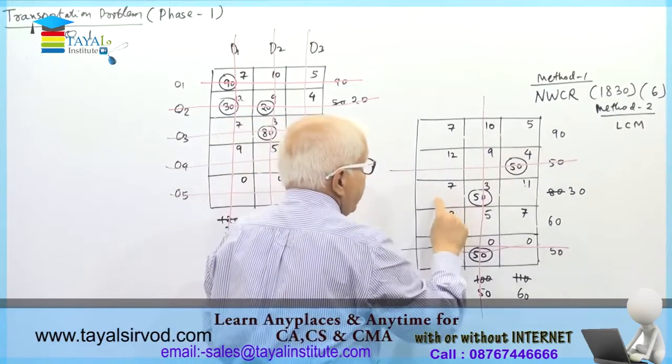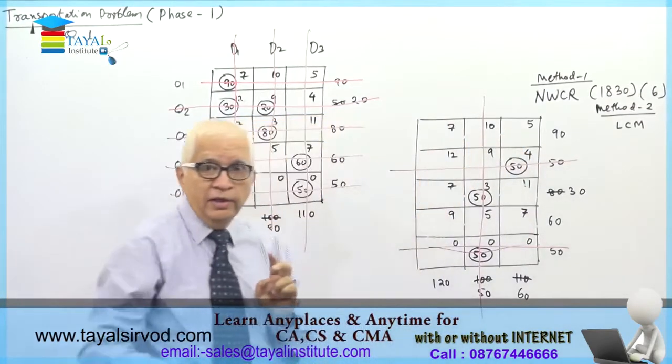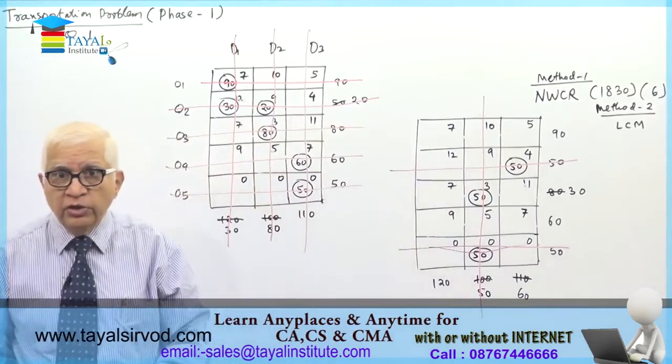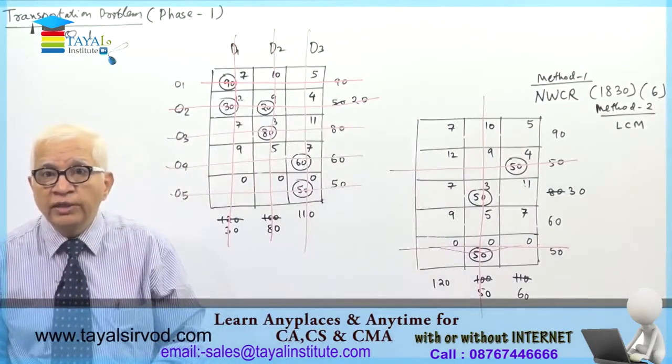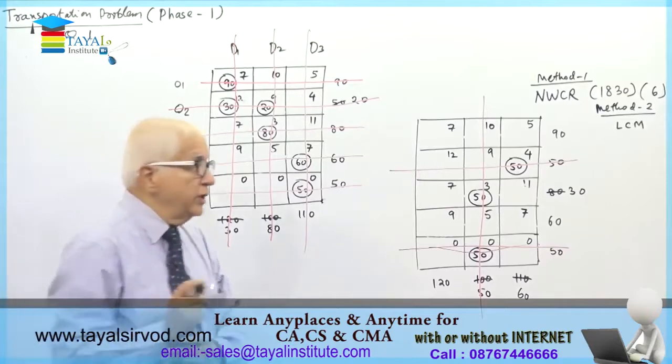7, 5, 7, 11, 9, 7. Out of all these, lowest cost is 5. Why are we choosing lowest cost? Because the method is least cost method. So at every stage, we are choosing the least cost. So what is the least cost?